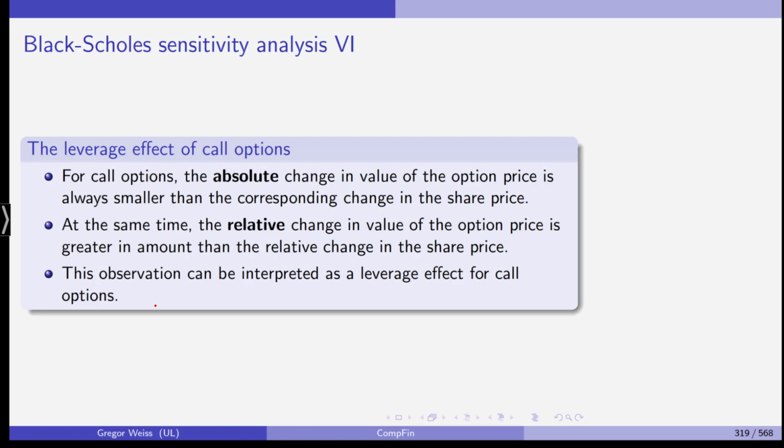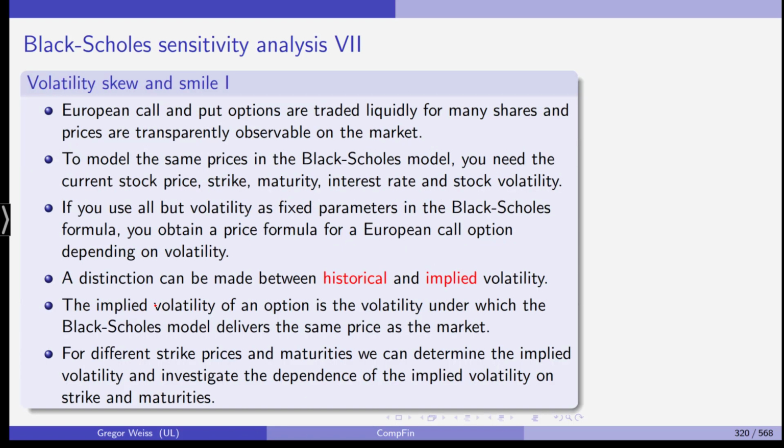Then we distinguish the volatility skew and smile, and historical and implied volatility. European call and put options are traded liquidly for almost all blue chip stocks on major exchanges. To model the same prices in the Black-Scholes model, you need the current stock price, strike, maturity, interest rate, and stock volatility. If you use all but volatility as fixed parameters in the Black-Scholes model, you obtain a price formula for a European call option depending on the volatility. So it's a function of volatility.